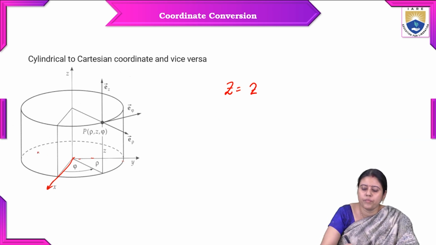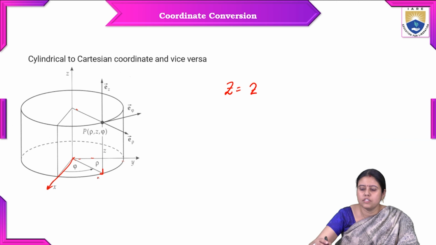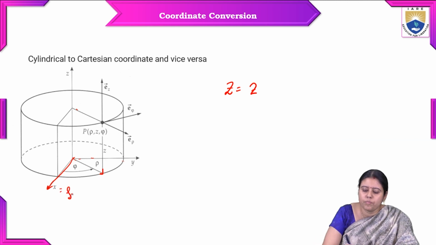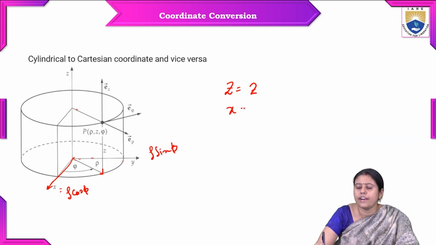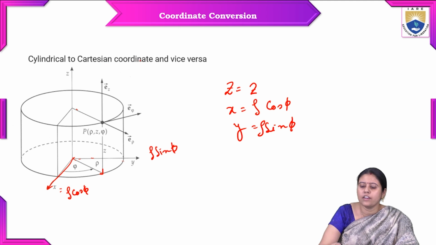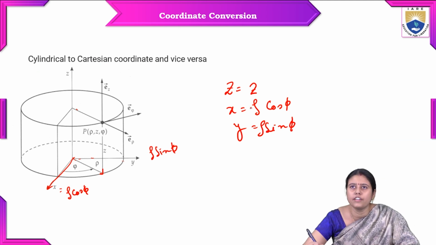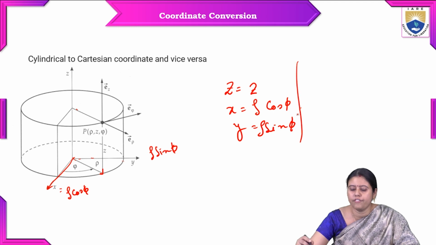And what is rho? Now you can think this is a circle, and this is our rho, the radius from the center to the perimeter. We can divide rho into two components, rho cos phi and rho sin phi. So we can write x is equal to rho cos phi and y is equal to rho sin phi. Here we got the cylindrical to Cartesian conversion. If we know rho and phi, we can calculate x equals rho cos phi and y equals rho sin phi.